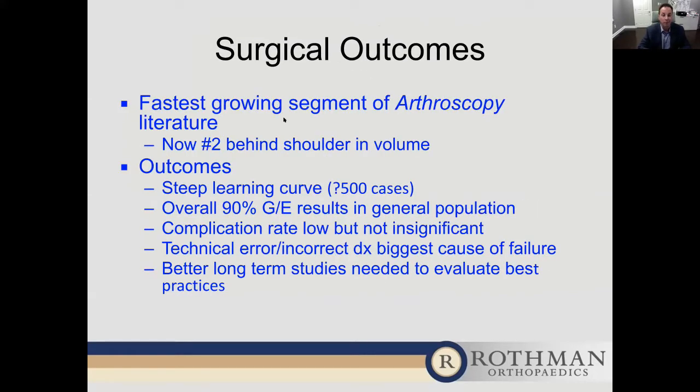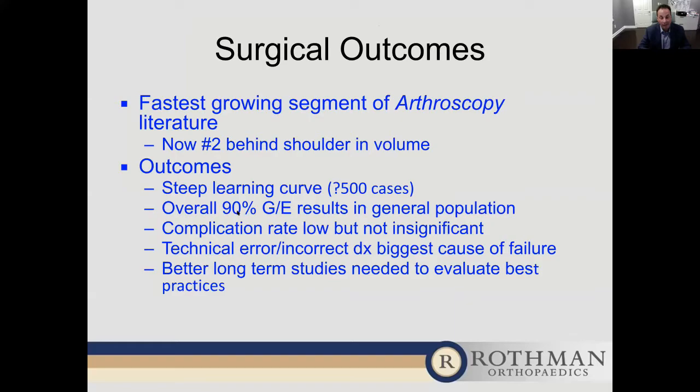So, surgical outcomes. Hip arthroscopy is the fastest growing segment in our arthroscopy journals and literature. It's number 2 behind shoulder in total volume. There is a bit of a learning curve for hip arthroscopy. Some people estimate up to 500 cases. I think it's probably around 50 to 100.